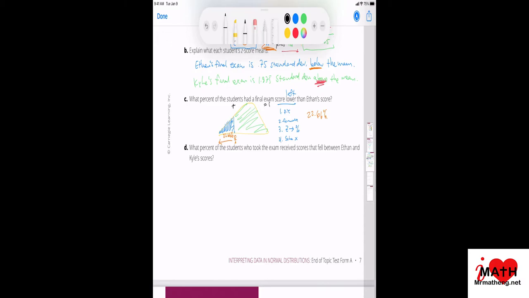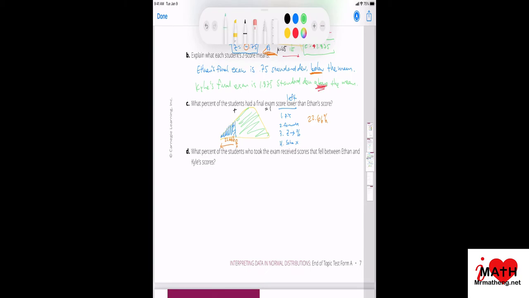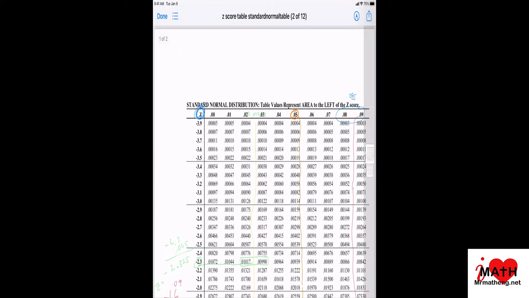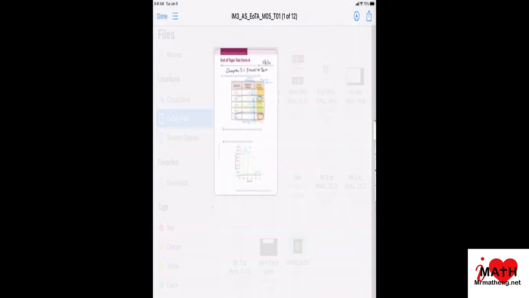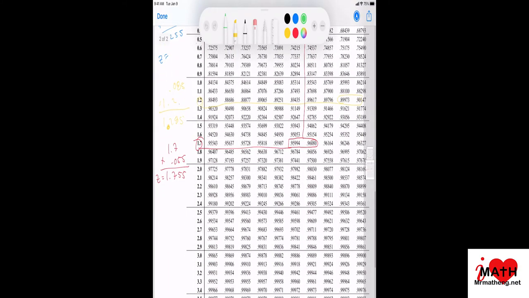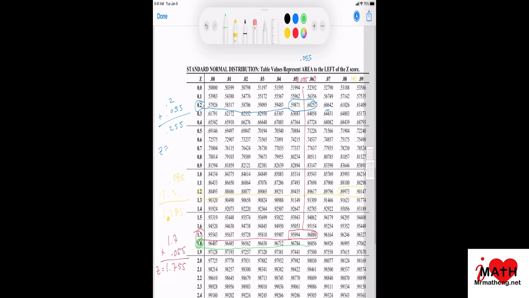Okay. D, what percent of students who took the exam received scores that fell between Ethan's and Kyle's? Okay, so Kyle's was green, and we have 1.875. So I just need to calculate a percent. So I'm going to go to the positive, to 1.8, and I'm just going to move along. And then 7.5 is between these two numbers. So what I'm going to do is find the average of those two numbers.